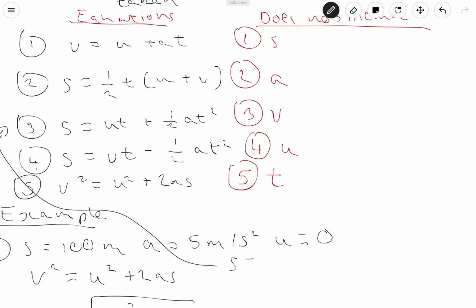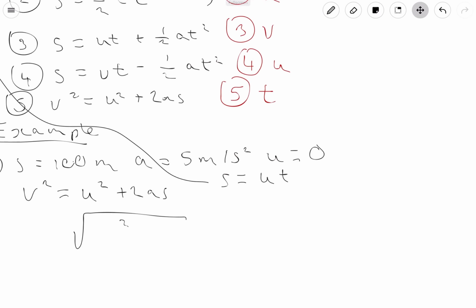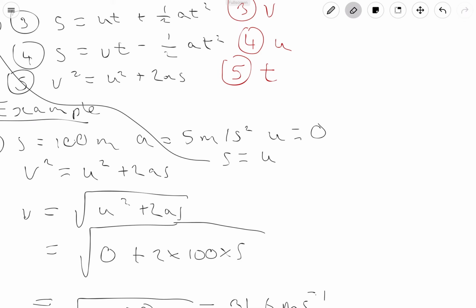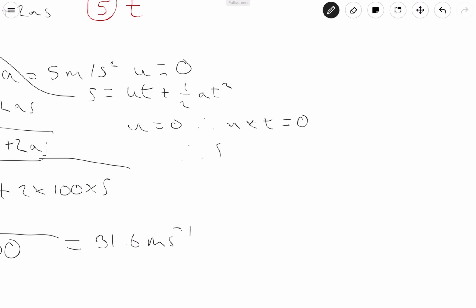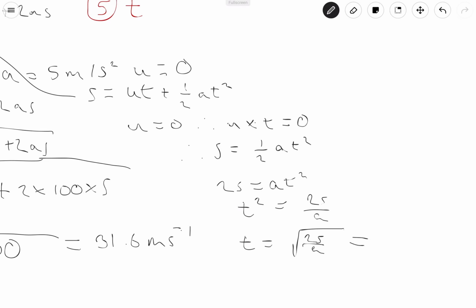So equation 3 is s equals ut plus half a t squared, and then we want to rearrange for t. We can take ut out because u equals 0, therefore u times t equals 0. Therefore s equals half a t squared, 2s equals a t squared, t squared equals 2s over a, t equals root 2s over a. Now we just plug in the numbers.